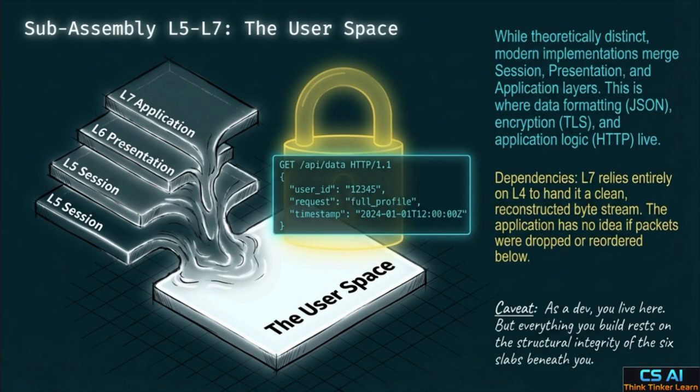Now we have reached the top, the user space, layers 5 through 7. While the textbooks list these as distinct, modern implementations usually merge them. This is where your JSON lives, where TLS handles your encryption, and where your HTTP application logic resides. As a developer, you live here, but never forget everything you build rests on the structural integrity of the six layers beneath you. Your application has no idea if packets were dropped or reordered down there. It just expects the transport layer to hand it a clean, reconstructed byte stream.